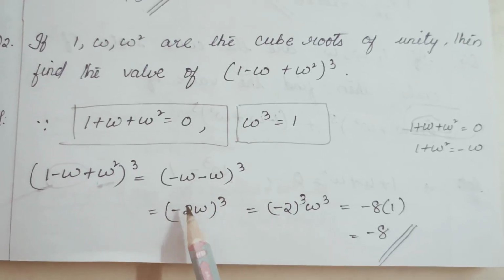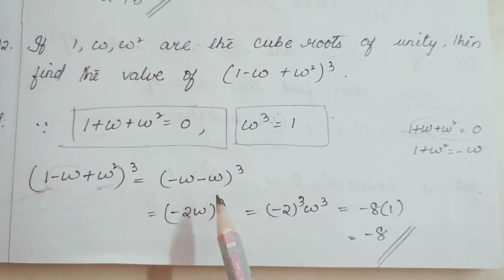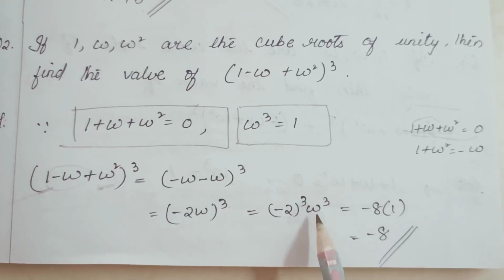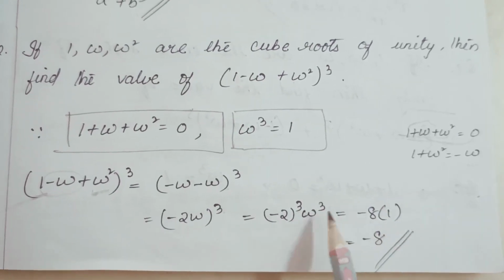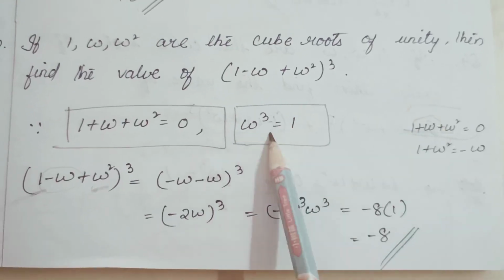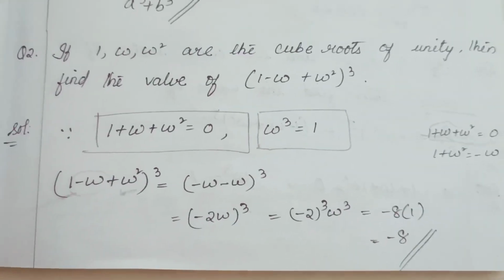Minus omega minus omega is minus 2 omega whole cube. Minus 2 cube omega cube. Minus 2 cube is nothing but minus 8. Omega cube value is 1. So minus 8 is the answer.